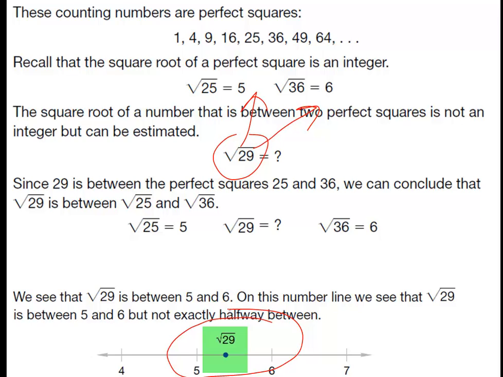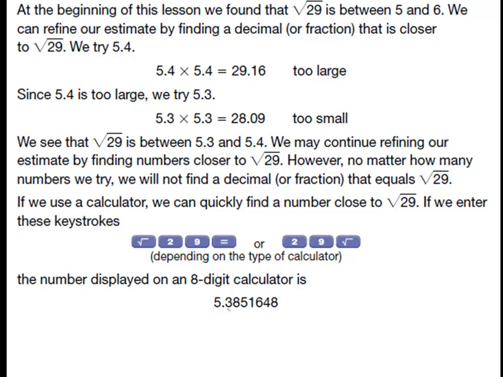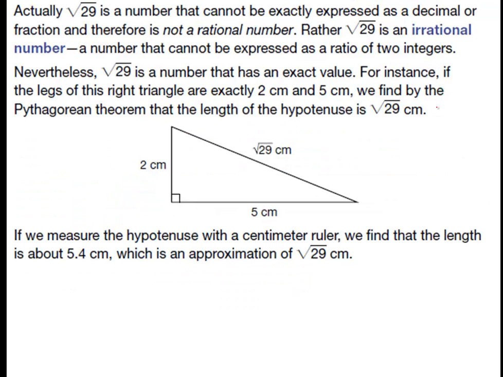If we are asked to narrow it down even closer, we could do that with decimals by trying 5.4 times 5.4 and getting 29.16, and 5.3 times 5.3 and getting 28.09. So now we know that the square root of 29 falls between 5.3 and 5.4. But if we were to take a calculator, we'd quickly find that the 8-digit answer would be 5.3851648. But the square root of 29 is a number that can't be expressed exactly as a decimal or a fraction, and therefore it's not a rational number, it's an irrational number.